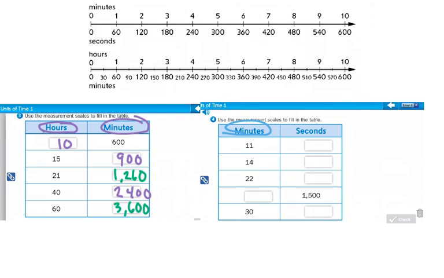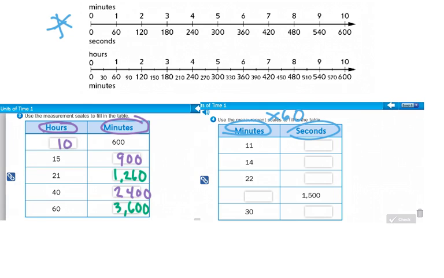Next, we're going to convert from minutes to seconds. So I'm using the measurement scale that uses minutes to seconds. And remember that there are 60 seconds in every minute. Now, for those of you who say, oh, I know a shortcut, you could multiply by 6 and add a 0 on. I don't think we're there yet with our lesson, but if that's how you know how to do it, go ahead and do so.